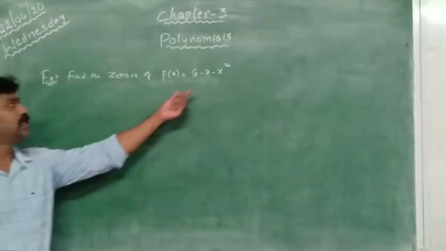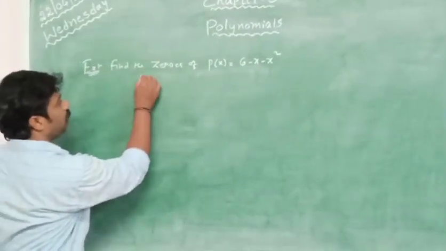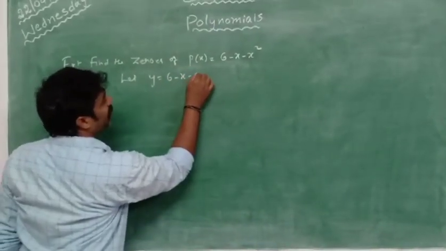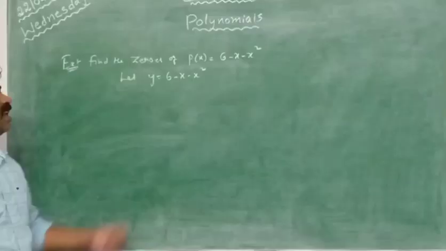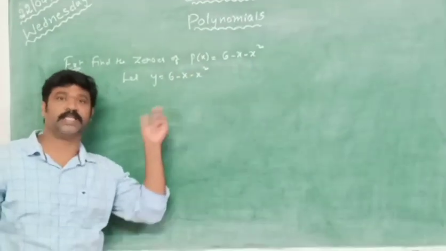So we know that first we have to equate the given polynomial to some y. So let y is equal to 6 minus x minus x square. That is the given polynomial. And if you observe, this is not in the general form. So first we have to write it in general form.